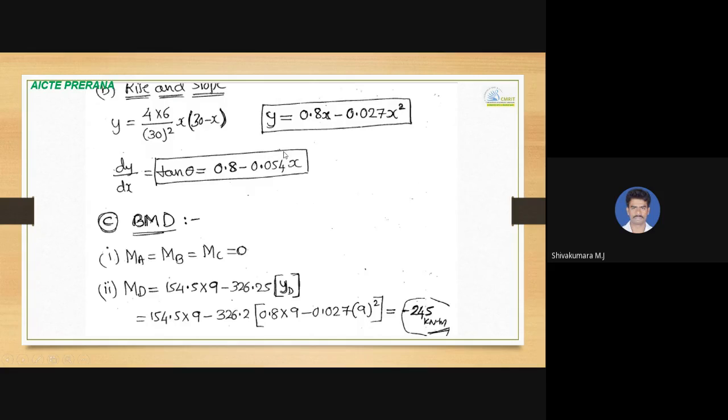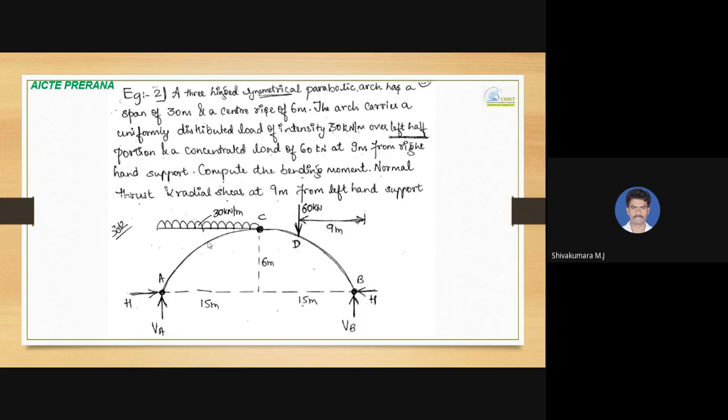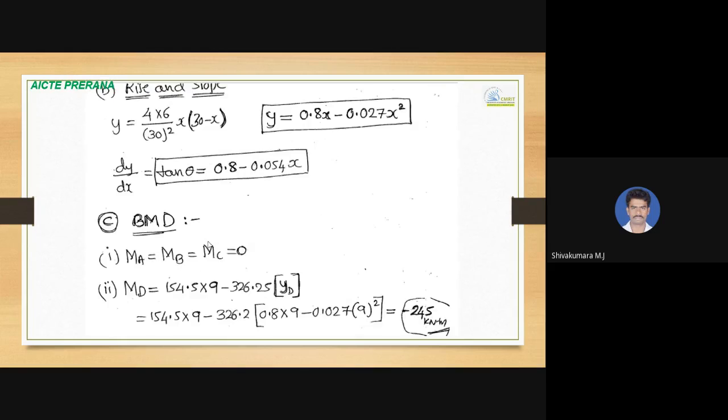And if we differentiate this, we get dy by dx equal to 0.8 times 8 minus 0.054 times x, which is nothing but tan theta. When it comes to the bending moment part, the moment at A, C and D is 0. Those are all the known things, the hinged points. And we can take a moment at D.